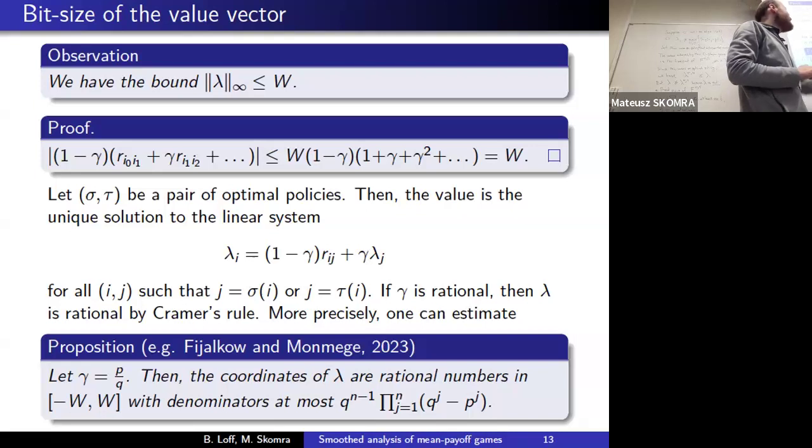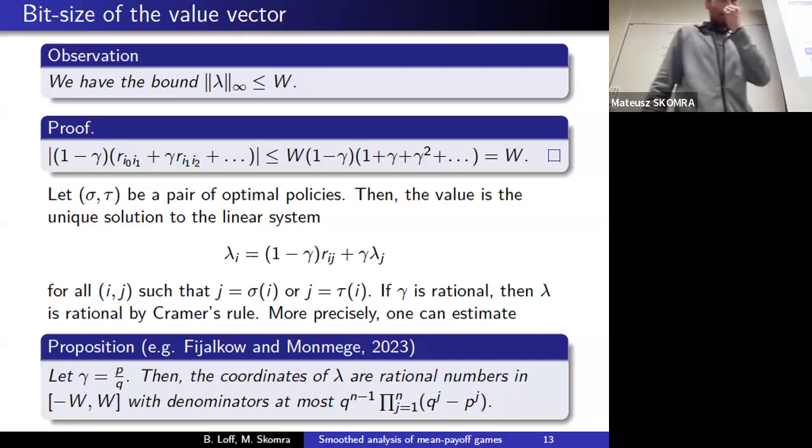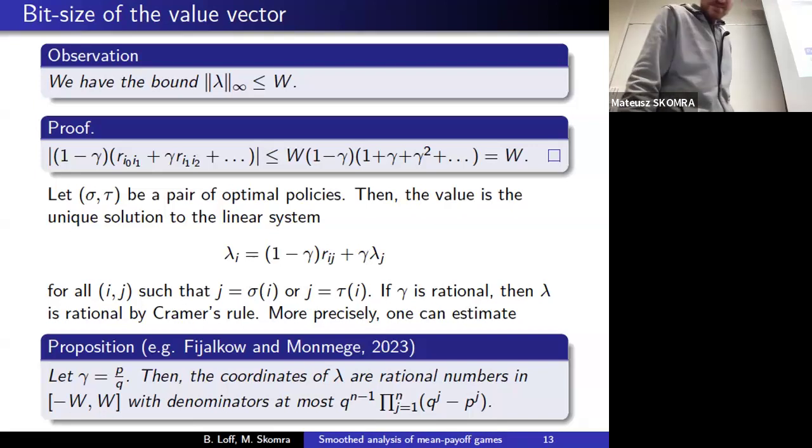And if you do this Cramer's rule estimate precisely, you can estimate the number of bits that you need for the value. So if the discount factor is P over Q, then the coordinates of this value are rational numbers that are between minus W and W, because this is how the value is estimated, and the denominators are bounded by this quantity. Because you do Cramer's rule, you estimate the determinants, or you do some other proof. How many bits do you need to specify this? Well, it's polynomial in the number of bits in the input. So it's a very reasonable question to ask: if I give you a graph, can you find me the value? Good. So what can we say about this algorithmic question?